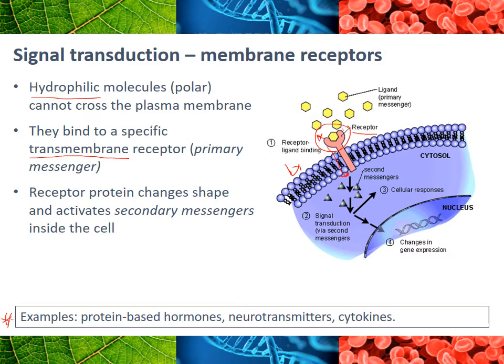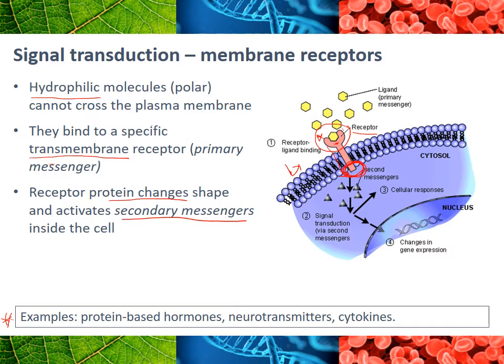And then remember that receptors are proteins, so their shape is so important. When this signal binds with the receptor here, that will change the shape of the protein a little bit. It'll change the shape of the receptor. And what happens is on the inside now of the cell, it's the same receptor, that will change shape. And when that happens, it activates what are called secondary messengers.